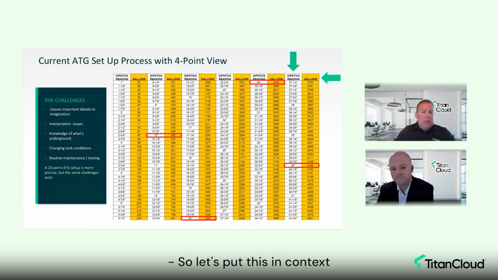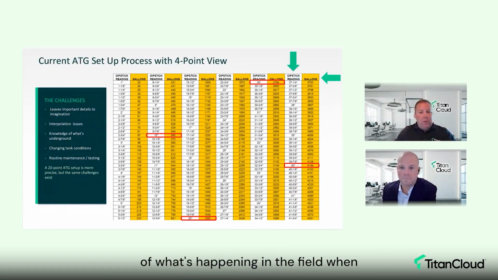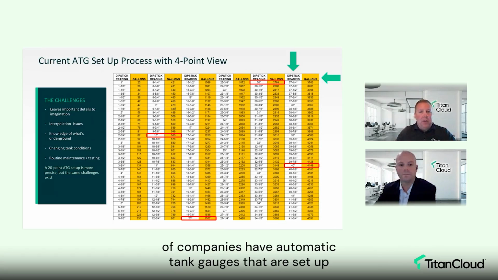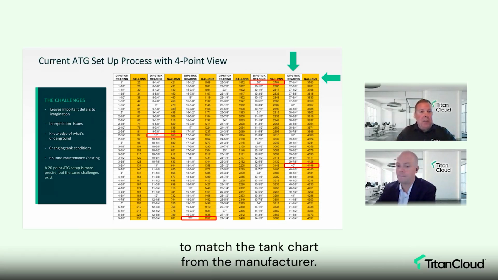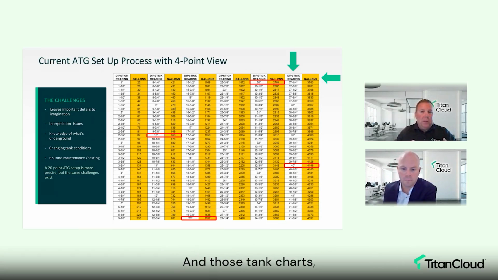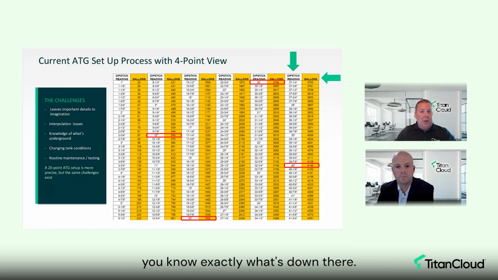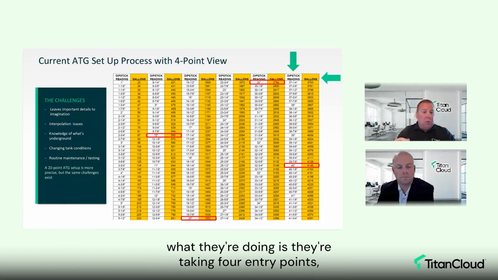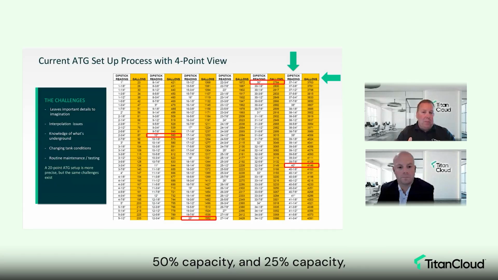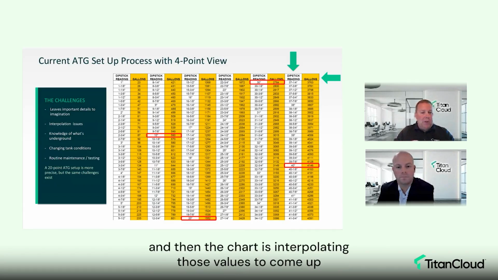So let's put this in context of what's happening in the field with an ATG, right? A lot of companies have automatic tank gauges that are set up to match the tank chart from the manufacturer. And those tank charts leave a lot to the imagination, right? You're assuming that exactly what's down there, but those systems are set up on what we call a 4-point or a 20-point setup, meaning they're taking 4 entry points, which is typically the full volume, 75% of capacity, 50% capacity, and 25% capacity, and they're making those entries into the chart, and then the chart is interpolating those values to come up with the readings in between, right?